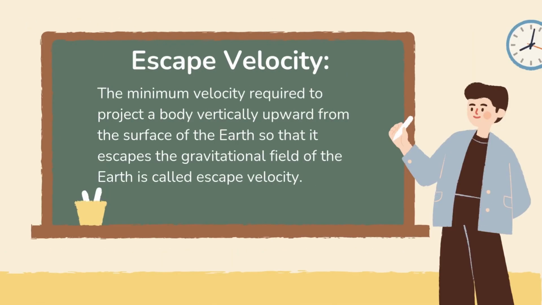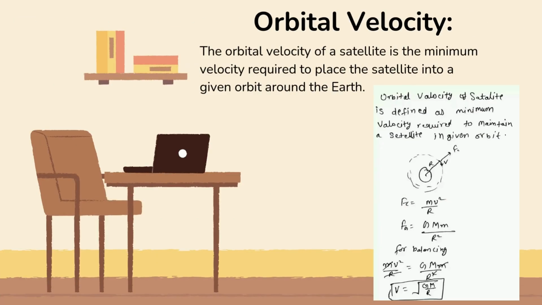Next is escape velocity. The minimum velocity required to project a body vertically upward from the surface of the Earth so that it escapes the gravitational field of the Earth is called escape velocity. Orbital velocity. The orbital velocity of a satellite is the minimum velocity required to place the satellite into a given orbit around the Earth. See the image.